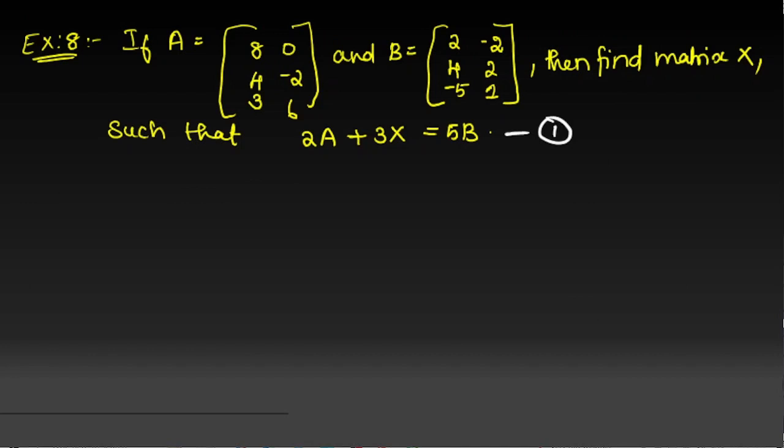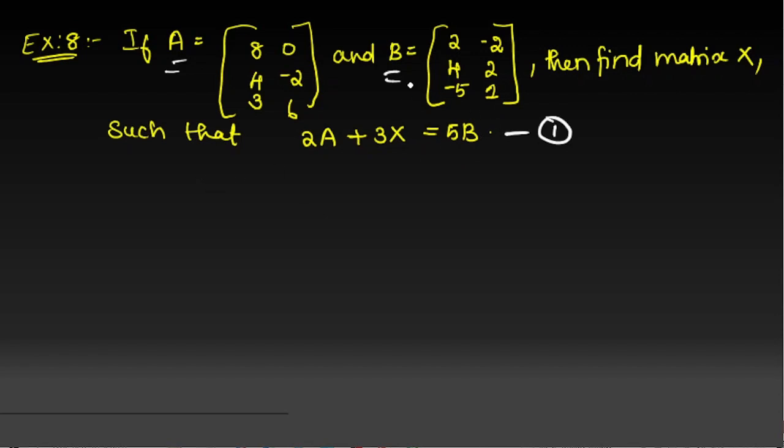Listen here. You have the equation where the A matrix is given and the B matrix is given, and they are asking us to find the matrix X. Find matrix X such that 2A + 3X = 5B.